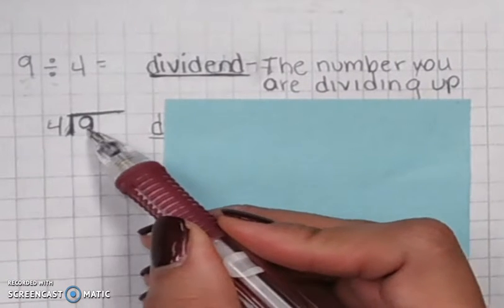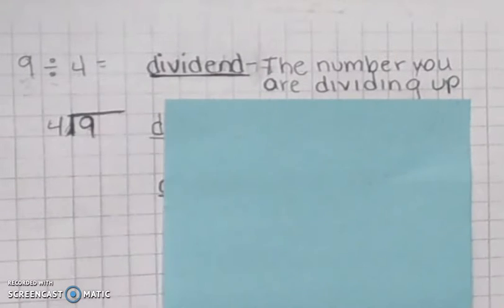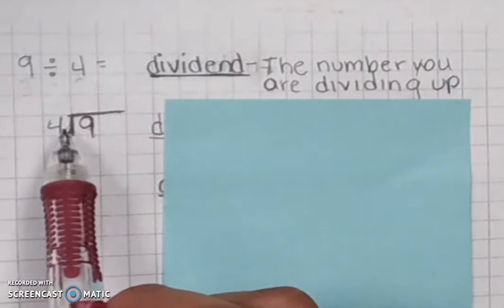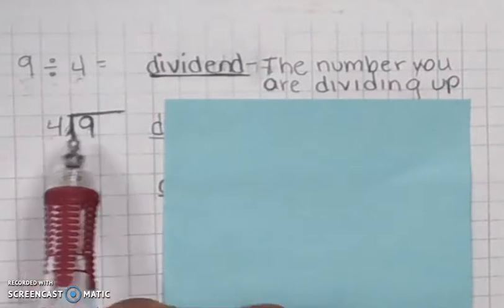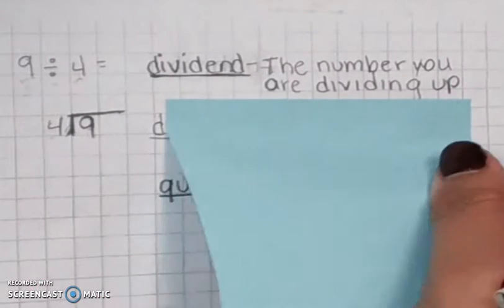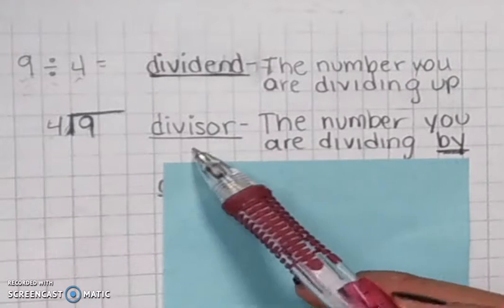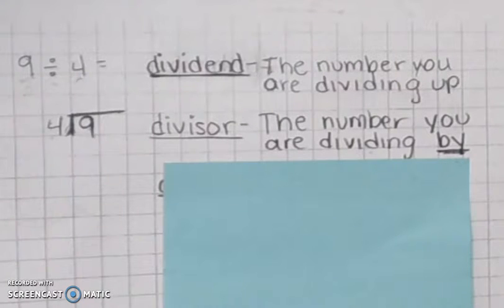Then, the number you are dividing by, as you can see in this example up here, we are dividing 9 by 4. So the number I'm dividing by is going to go on the outside of the box, right here, and that's called your divisor. So again, the divisor is the number you are dividing by. So go ahead and pause the video and write down the definition of a divisor.